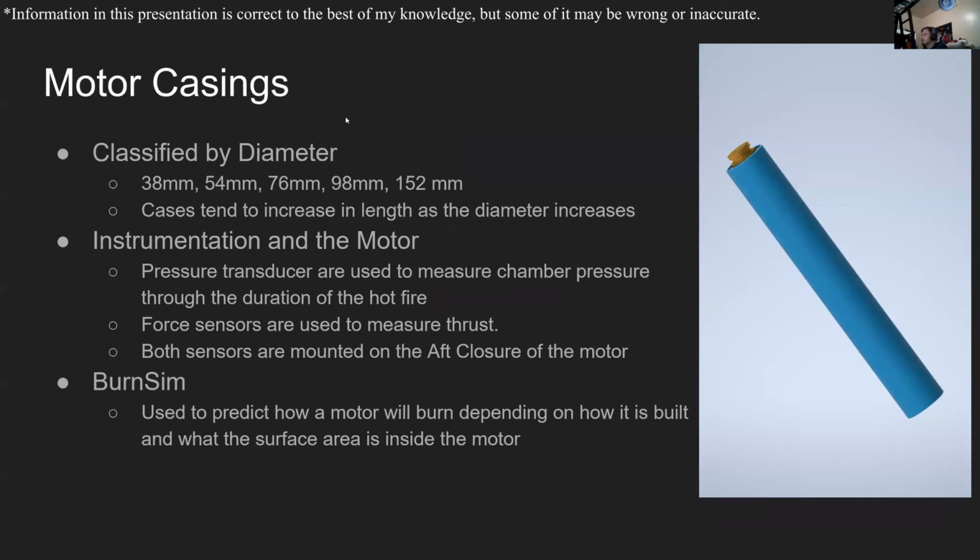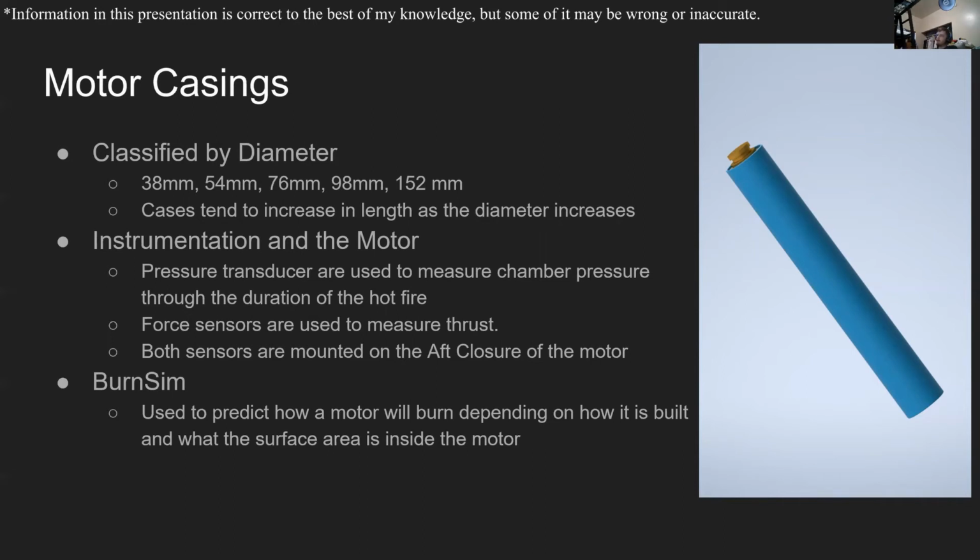Next, the motor casings. Diving into the top-level stuff, the basic intro to solids, we classify them by diameter. So we've got 38 mil, 54 mil, 76 mil, 98 mil, and 152 millimeter motors. These are the various sizes you can have.